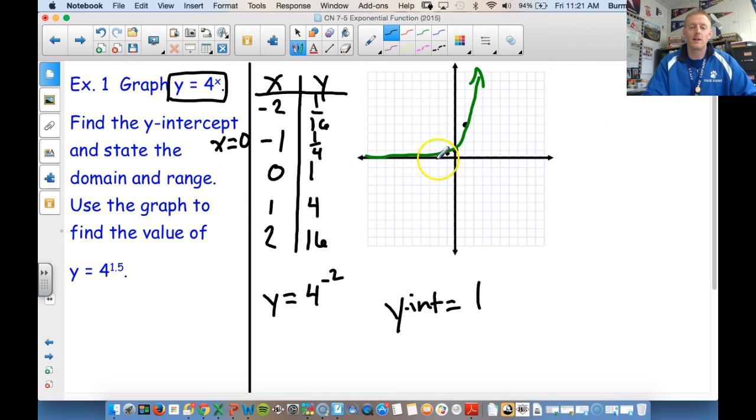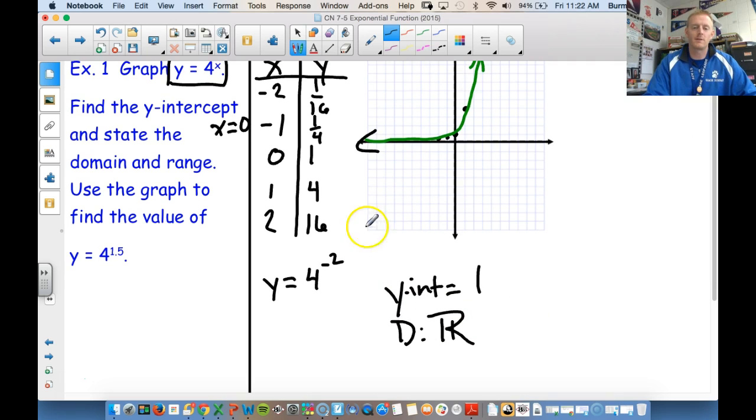Our domain, remember domain is x values, left and right. Our x values are going to be all real numbers, because they're going all the way to the left, all the way to the right, because this is going to continue to go to the right as we go further up. And then our range, and this is what is going to be different for us. Our range is the y values, and that's going to be all numbers that are greater than 0, because it's never going to get to this 0 spot. So it's all numbers that are greater than 0.